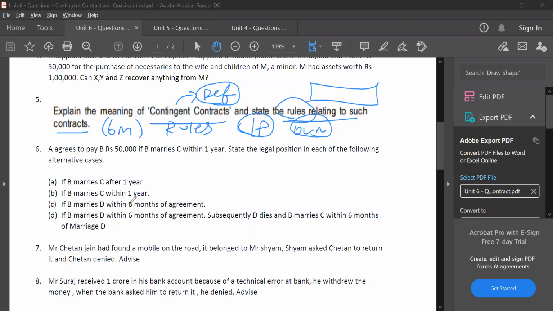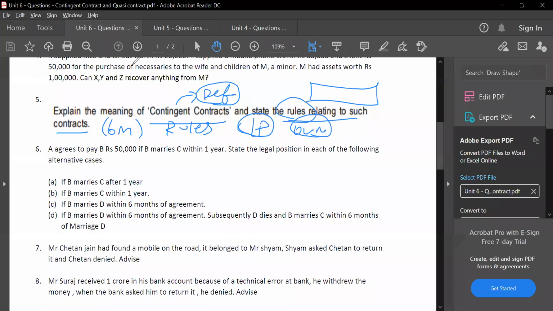Next. Darshita, go over to the 6th question. Yes, sir. A agrees to pay B rupees 50,000 if B marries C within 1 year. State the legal position in each of the following alternative cases. A. If B marries C after 1 year. B. If B marries C within 1 year. C. If B marries D within 6 months of agreement. D. If B marries D within 6 months of agreement, subsequently D dies and B marries C within 6 months of the death of D. So take a minute, guys. We'll discuss in 30 seconds. Just write the 4 answers in your notebook, or just go through it.